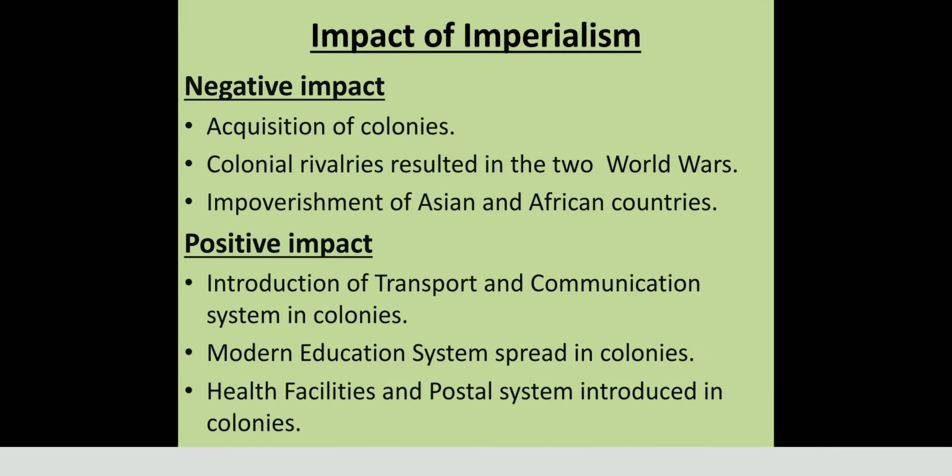Now, what was the result of this imperialism? There were certain negative impacts of this, and there were certain positive impacts of this. Let's see what the negative impacts of imperialism were. One, imperialism led to the acquisition of colonies and colonial rivalries. All the industrial nations started acquiring more and more colonies, and they began a sort of contest, a race of acquiring more colonies. The nation that acquired more colonies would be considered more powerful.